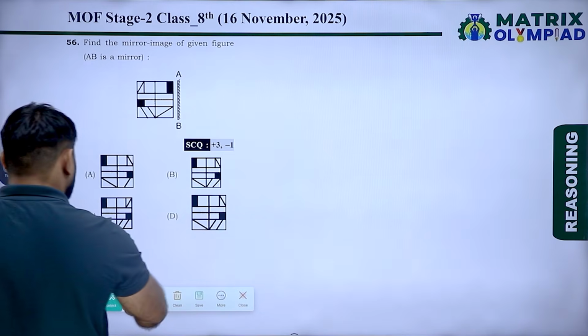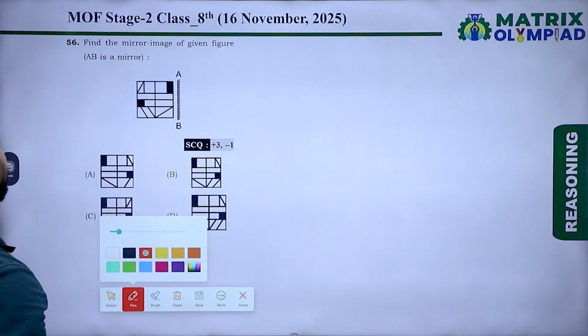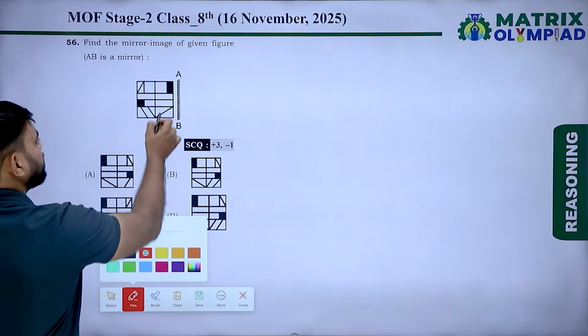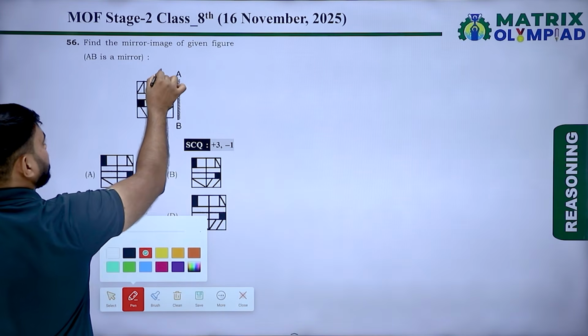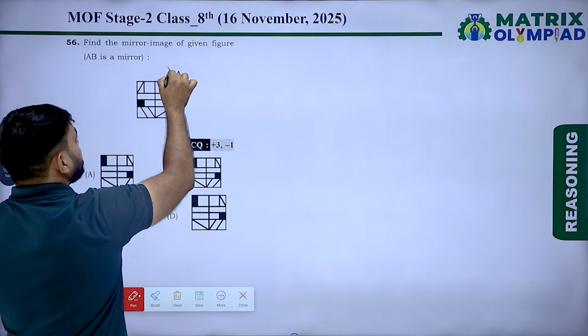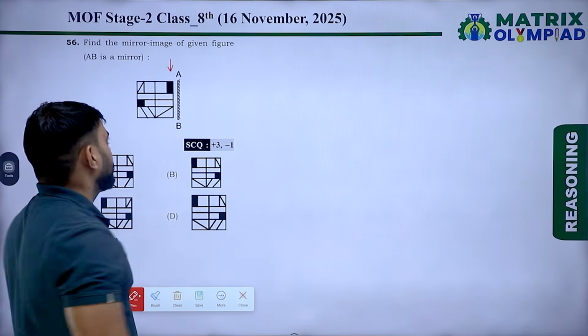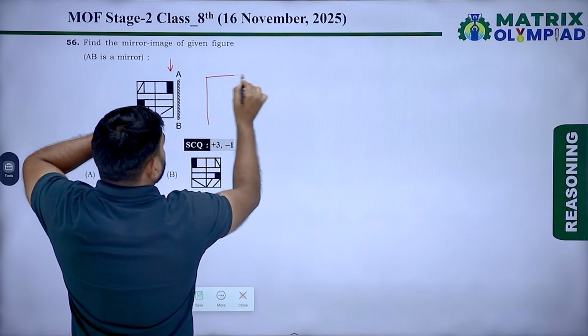So now next question is question number 56. Find the mirror image of given figure. AB is a mirror. So find the mirror image of given figure. In the mirror image question, the part of an object which is near to the mirror will remain near to the mirror in the mirror image.